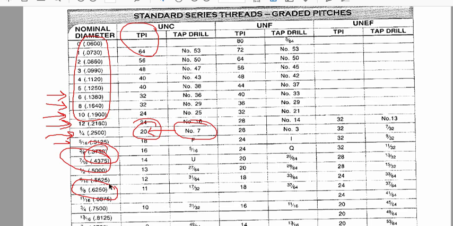Now, you'll notice that a 5/8 actually has a smaller pitch count. There's only 11 threads per inch, and you can see as you get into larger bolt sizes, you're getting into fewer threads, especially when you're dealing with a unified coarse thread system, not a fine. Notice the difference on the fine version. These are all the same diameters.